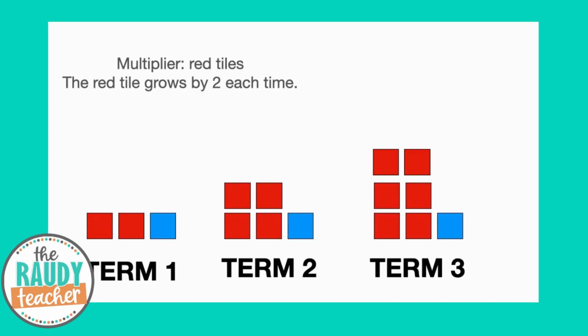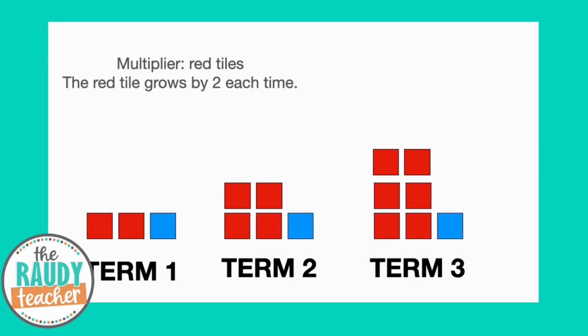But the red tile is something known as a multiplier. And this one is known as a multiplier because, as you can see, each time in the term, it's growing. And this one in specific is growing by 2 each time. It's important to take a look that there's actually a relationship between term 1, that name term 1, and the number of red tiles. Term 1 times 2 equals 2, and that's how many red tiles I have. Term 2 times 2 is 4.